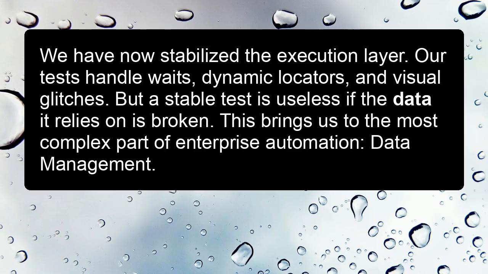We have now stabilized the execution layer. Our tests handle waits, dynamic locators, and visual glitches. But a stable test is useless if the data it relies on is broken. This brings us to the most complex part of enterprise automation: data management.